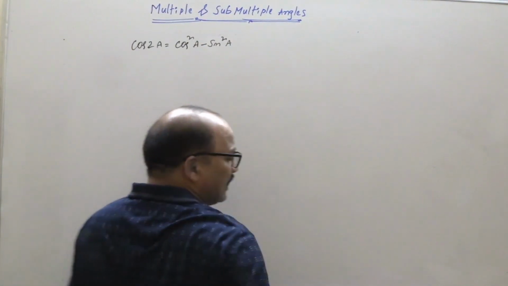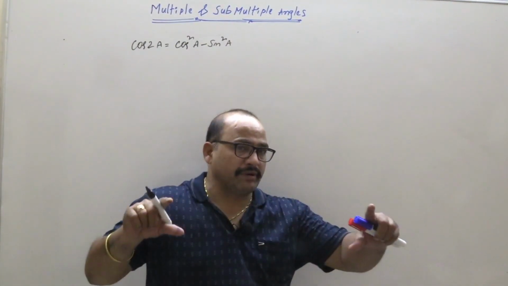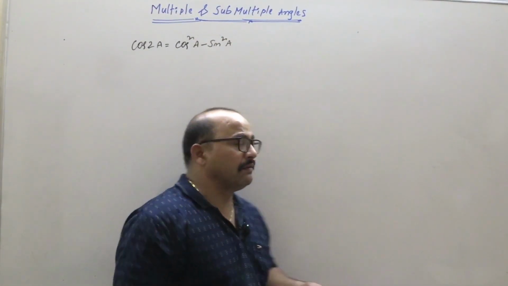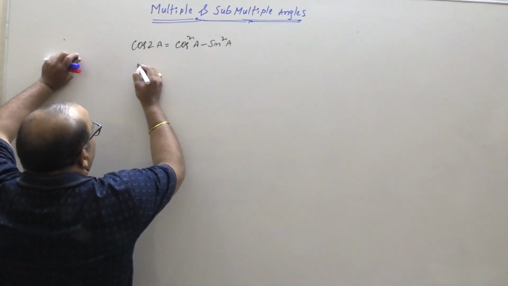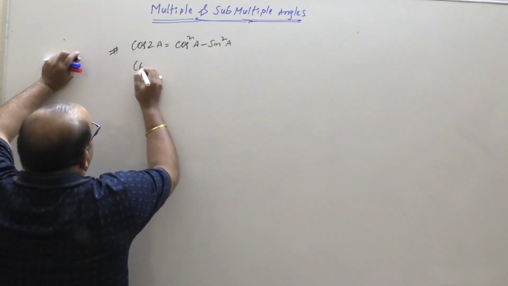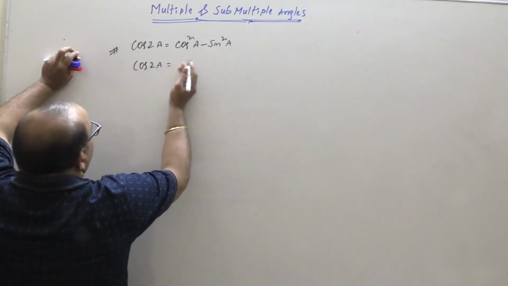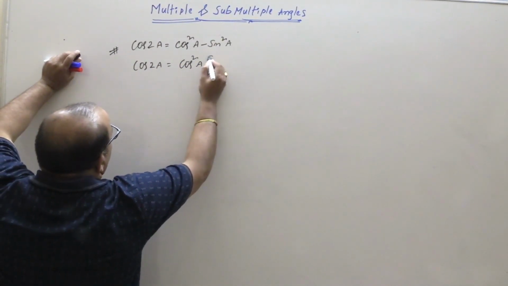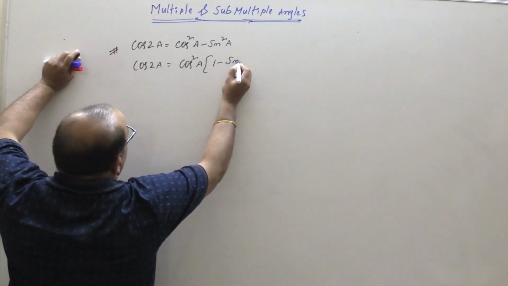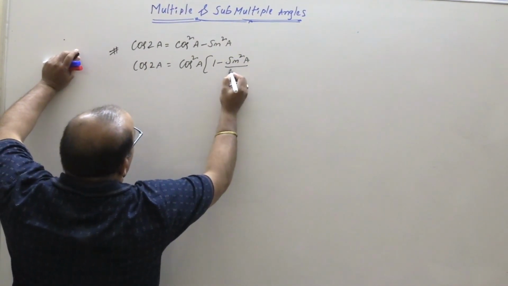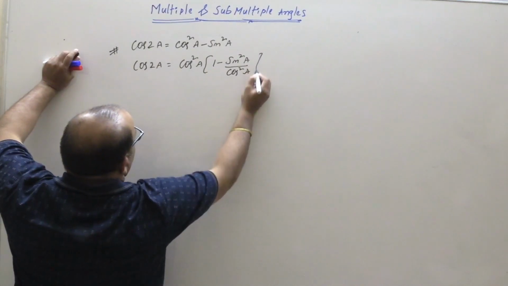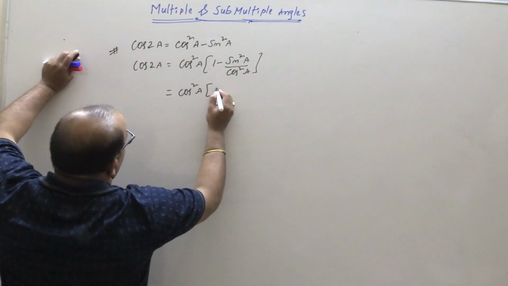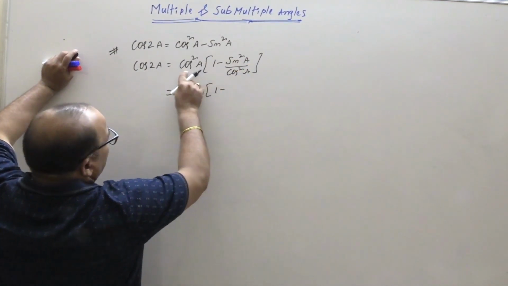Now I am going to prove it in terms of tan, exclusively tan. Cos 2a formula in terms of tan. How, sir? Approaching style, look son. Take out common cos square a. Cos square a common: 1 minus sin square a by cos square a, taking common like this.